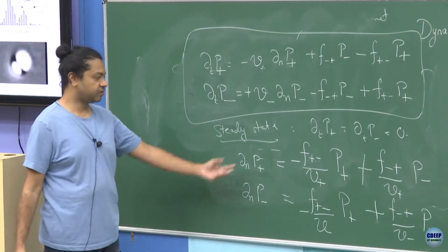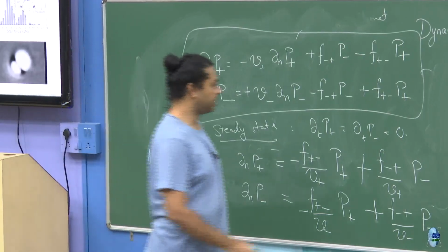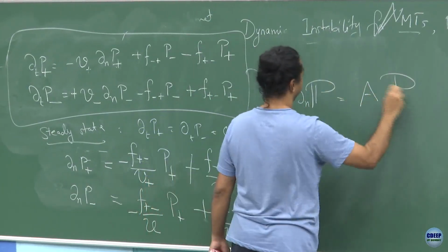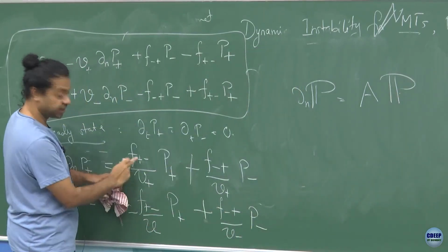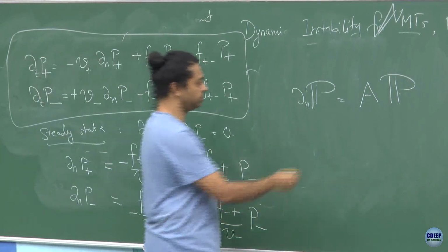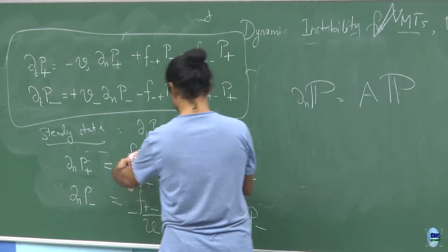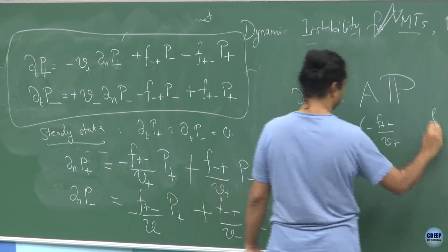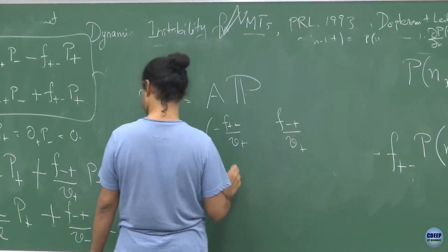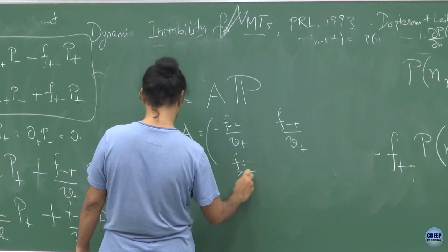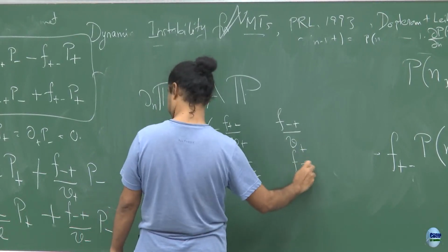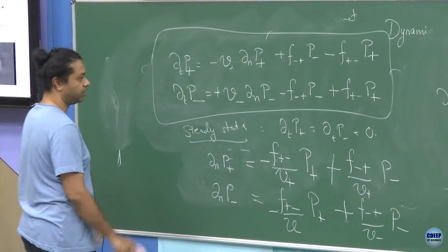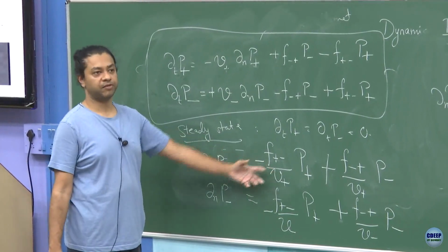Easy way to solve is to just write this in matrix form, right. So, this is del n of the P matrix is some A matrix times the P matrix, where A is this 2 cross 2 matrix. And then once you have solved it, this is like an exponential solution. So, you get this matrix A, which is minus F plus minus by V plus, F minus plus by V plus, F plus minus by V minus, and then F minus plus by V minus. Get the eigenvalues of this, get the eigenvectors of this, and then combine them to solve for P plus and P minus.